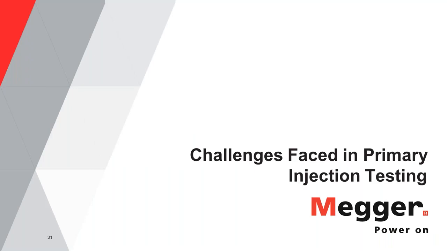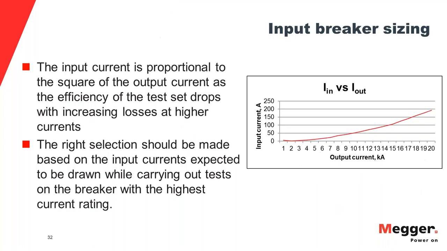You can run into some challenges while doing primary injection testing. One of them is input breaker size. This is a question that I run into quite often with our customers. That is, what breaker size do I use? Now, the spec sheet of the test set will give you the breaker size or will give you the input current based on the maximum output of the breaker.